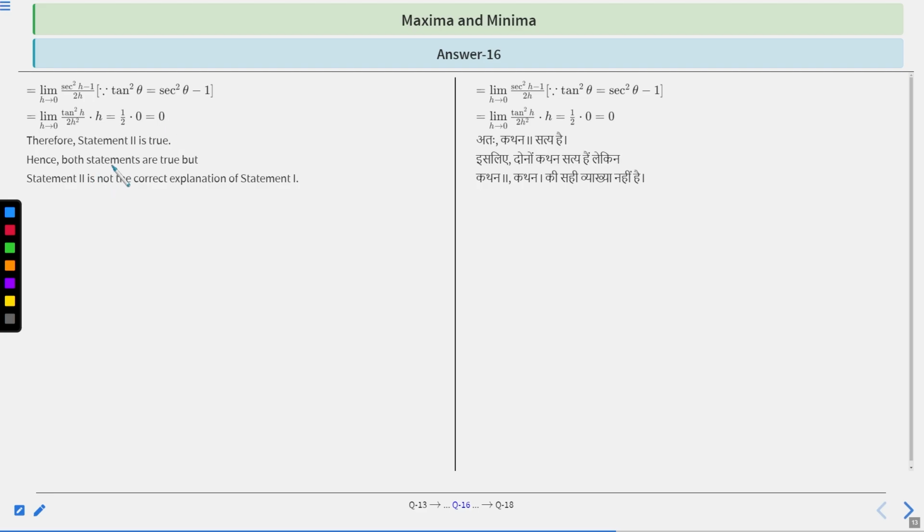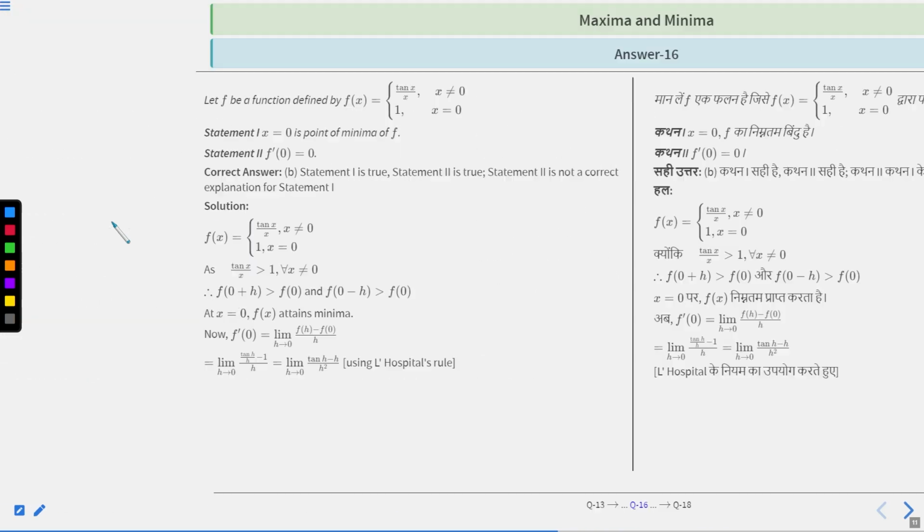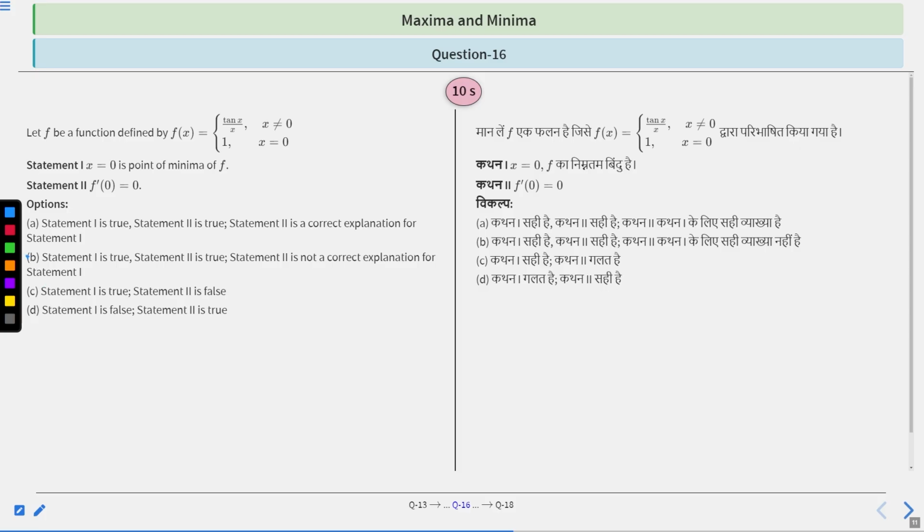Therefore, statement 2 is true. Hence, both statements are true, and statement 2 is not a correct explanation of statement 1, right? So I think option B is the right choice. Statement 1 is true, statement 2 is true, and statement 2 is not a correct explanation for statement 1, right? Okay.